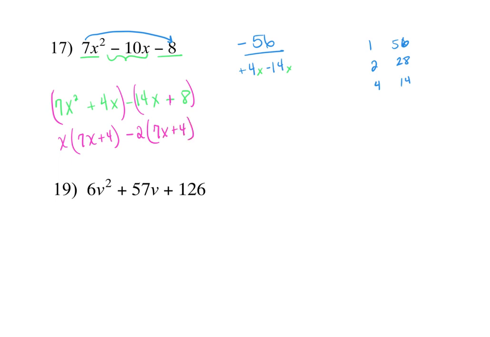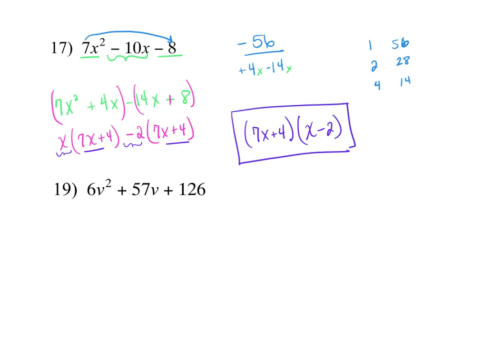Remember, when you factor by grouping, those should always be the same. So one of my groups is going to be 7x plus 4. The other group is going to be what's left over, the x and the minus 2. And that is my answer there, 7x plus 4, x minus 2. And so you need to pull a 3 out first, and then it's going to be exactly the same.